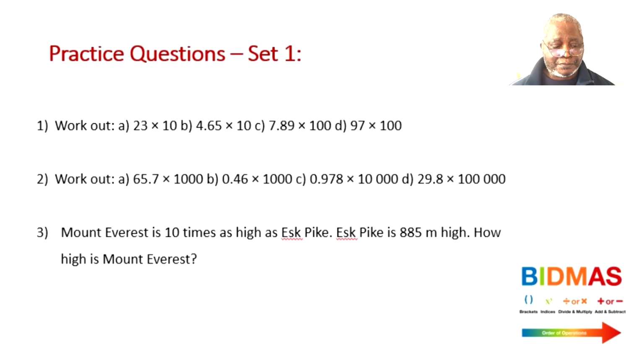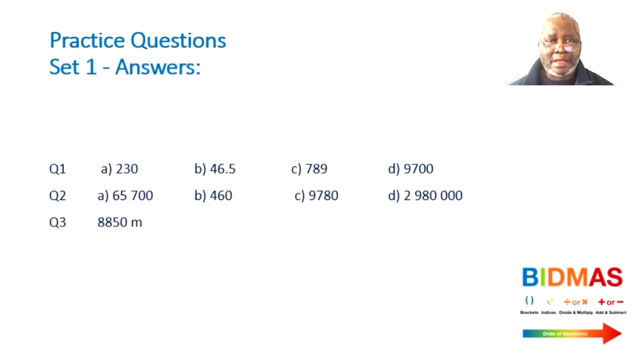Practice question set 1. I've given you 3 questions. The first 2 questions are just so that you're able to practice multiplying by 10 and 100, and then the second set, A to D, is so you're able to multiply by 1,000, 10,000, and 100,000. And then question 3 is an exam type question which you're likely to find. Make sure you check when you're supposed to use a calculator and when you're not supposed to use a calculator. And the answers are on the next slide. Here is your practice question set 1 answers.